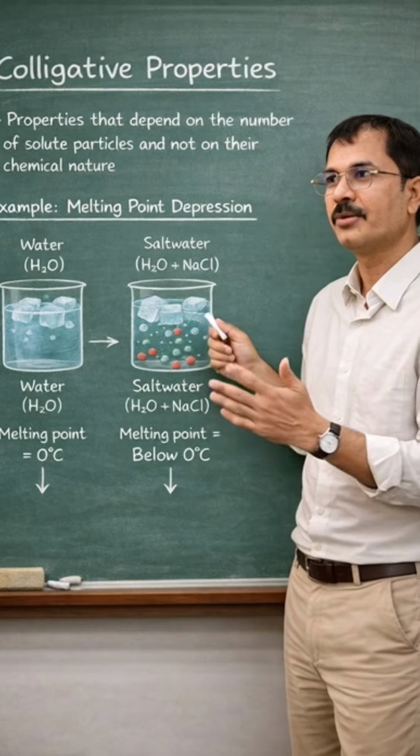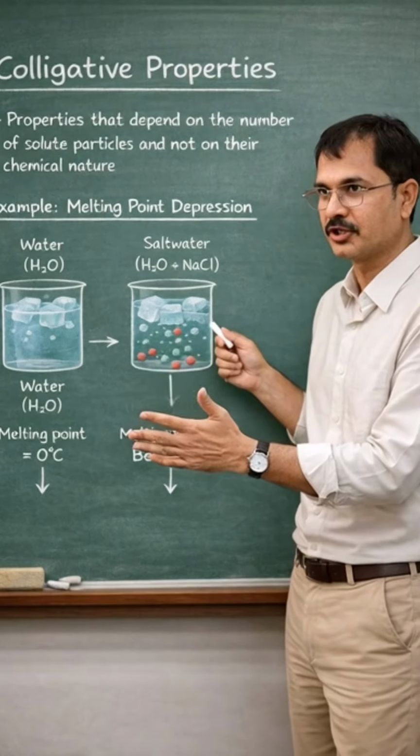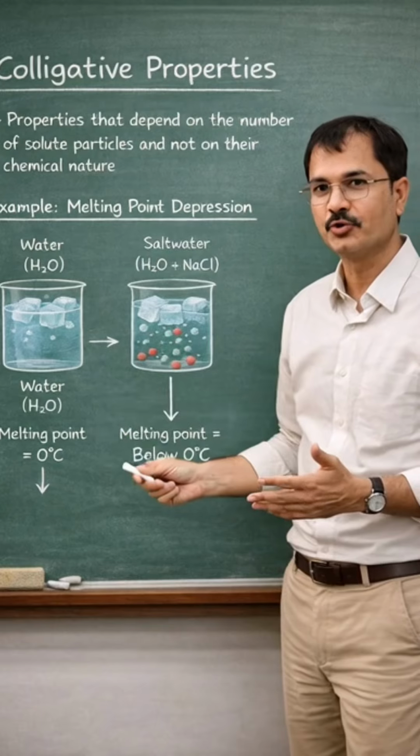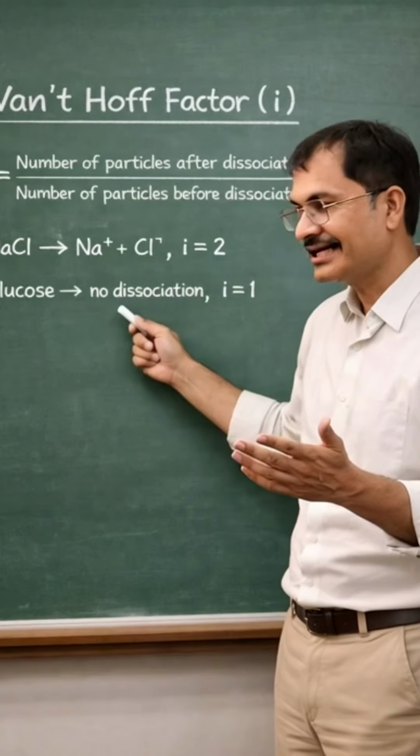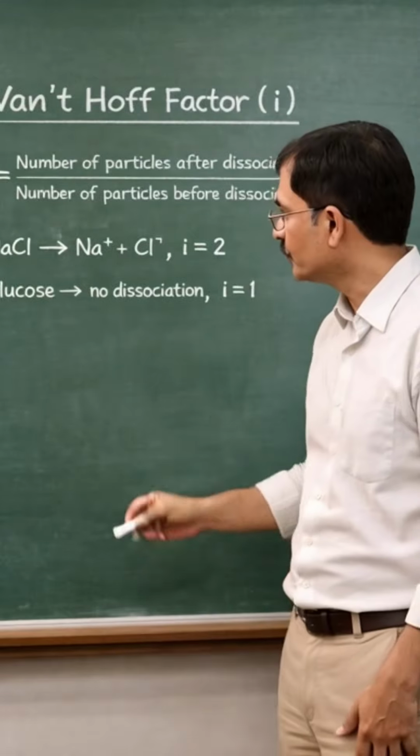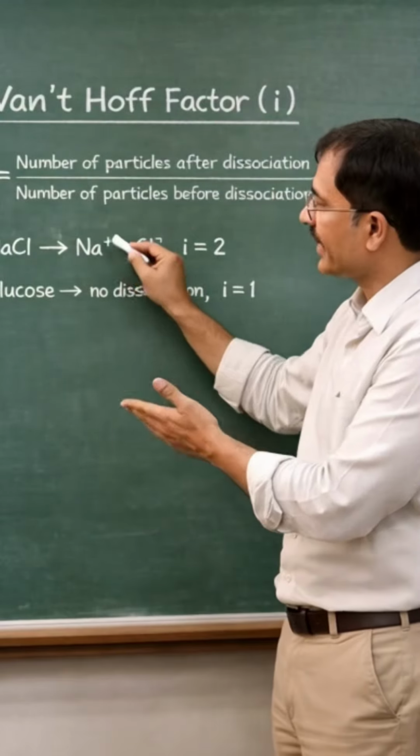Colligative properties depend on the number of particles, like in melting point depression. For instance, salt water's melting point is lower than pure water's. So for NaCl, it breaks into two ions, giving us an i value of 2. But glucose doesn't dissociate, so its i value remains 1.